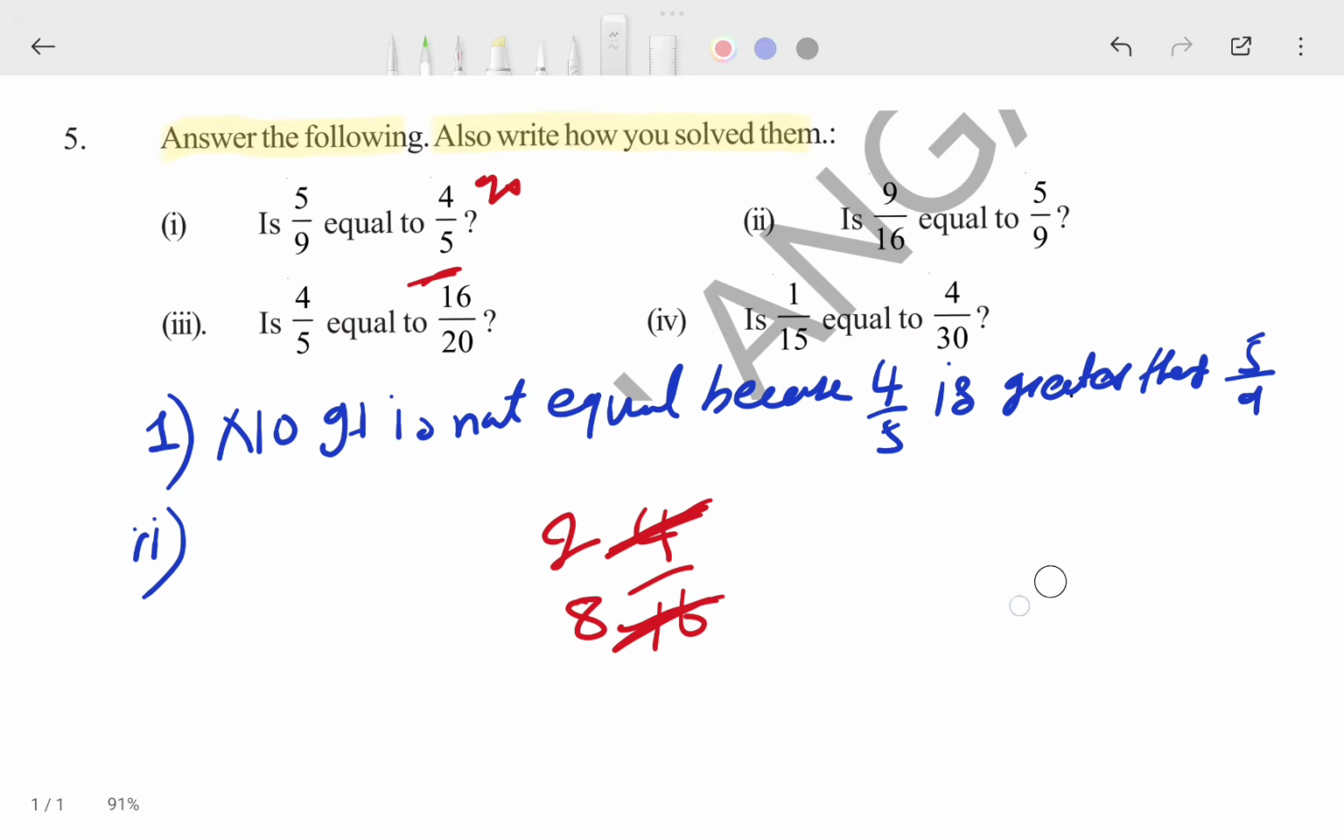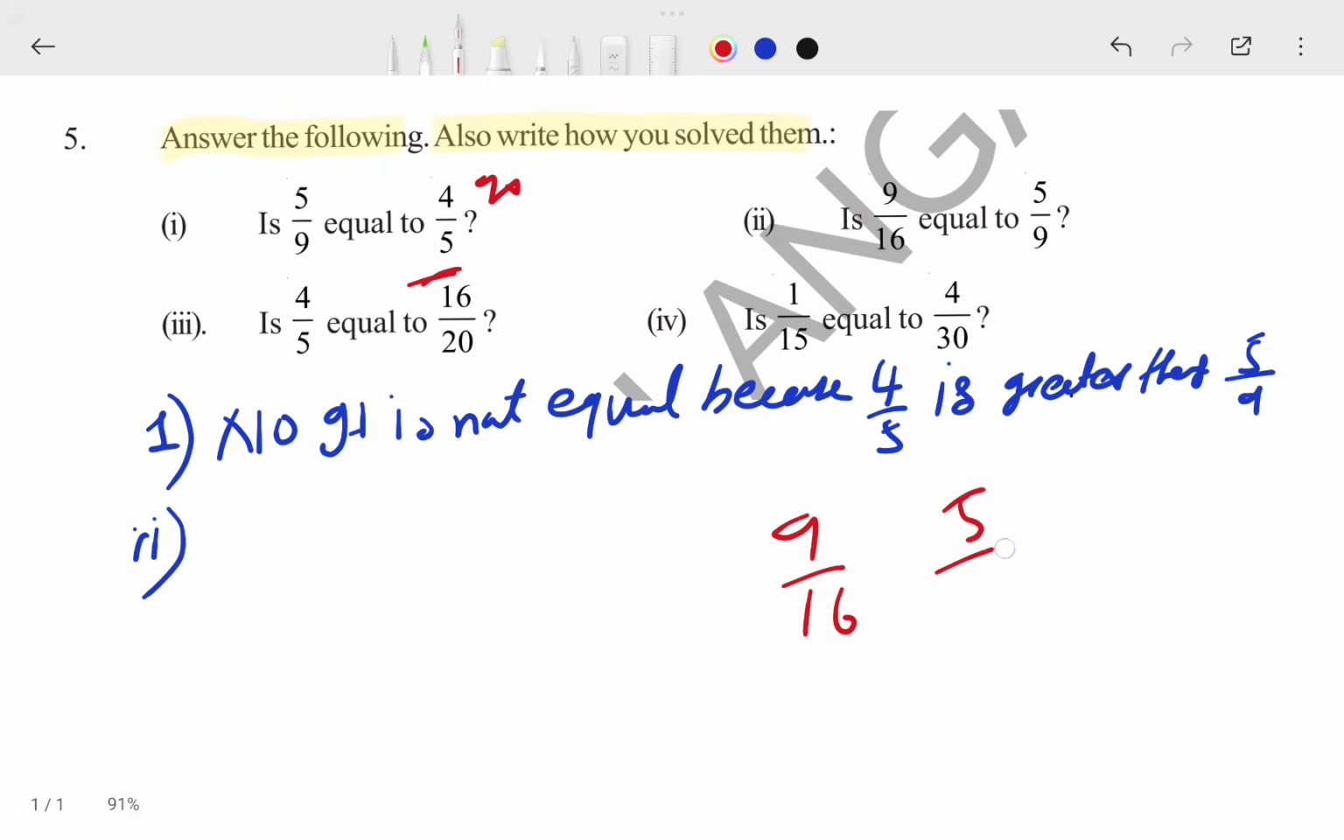That's why. Okay? So the second question is telling that this is given 9 by 16 and it is given 5 by 9. If you observe these numbers also, this is not equal. This is 16 and this is 9. Is it equal? No, it is not equal. Is it 9? Is it 5?